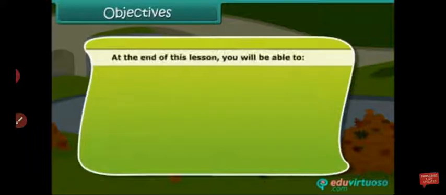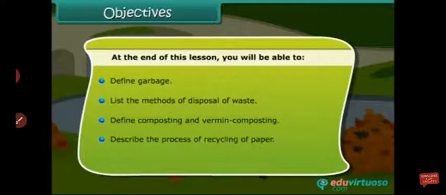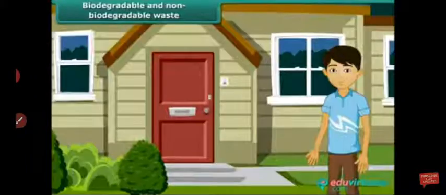Objectives. At the end of this lesson, you will be able to define garbage, list the methods of disposal of waste, define composting and vermicomposting, describe the process of recycling of paper, and describe the disposal of waste and plastic.